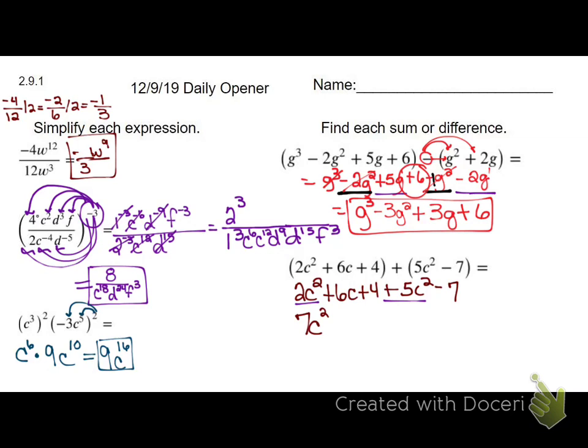Bring the 6 down. Yeah, why do I just bring that guy on down? You're absolutely right. Why? Because it's not combined with anything else. And then just add the 4 with the negative 7, so positive 4 minus 7. Positive 4 minus 7 equals? Oh man, we didn't do that. Negative 3. Negative 3.